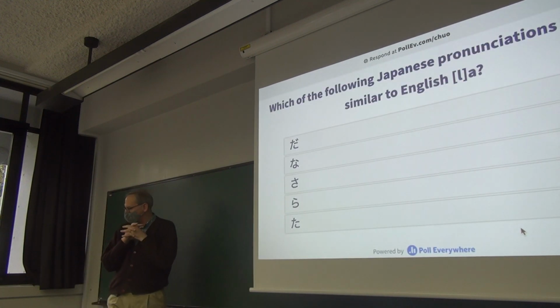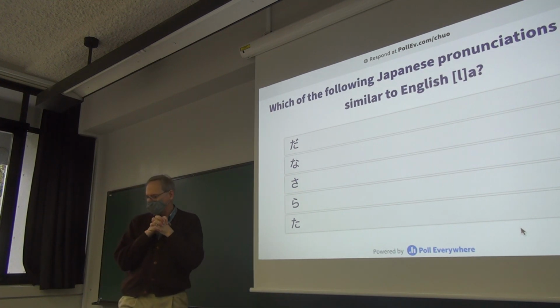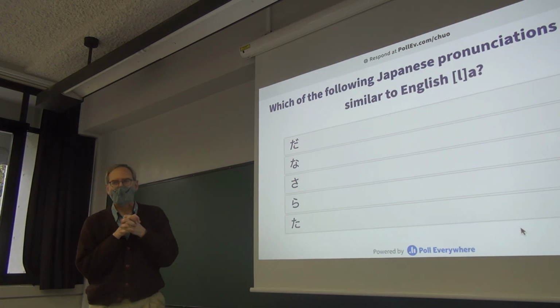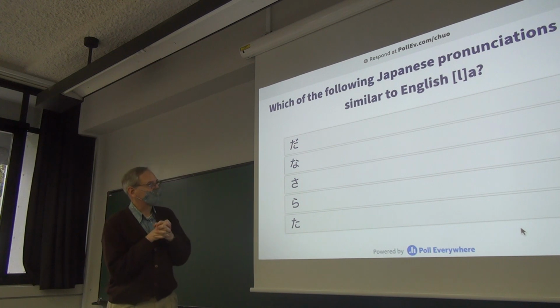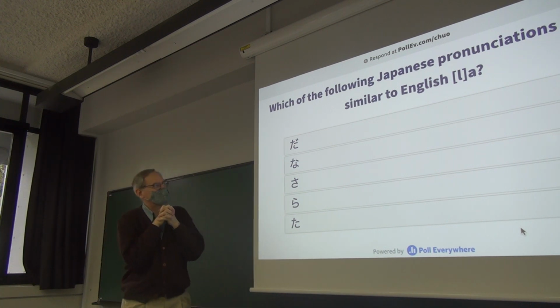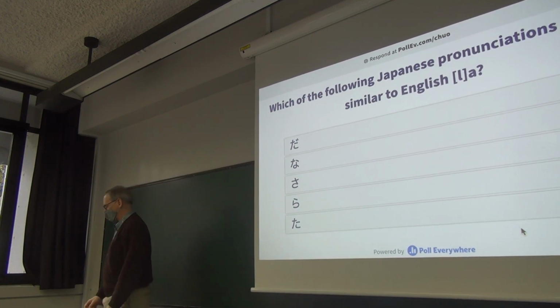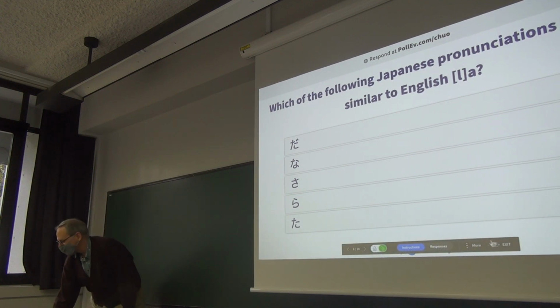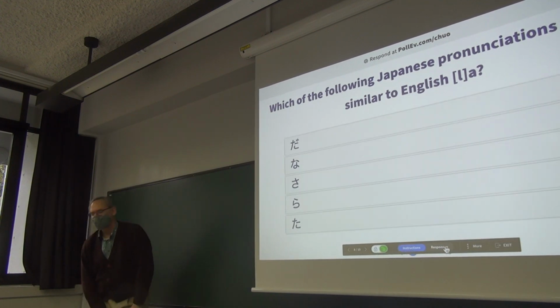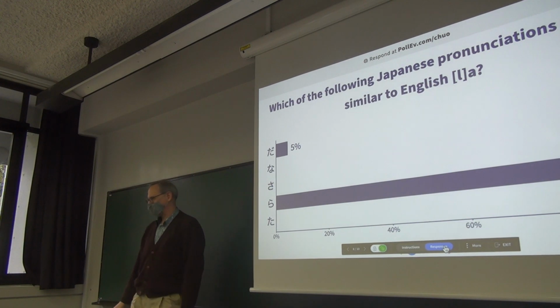Which of the following Japanese pronunciations is most similar to English la? Is it da? No, I shouldn't say that. Which Japanese pronunciation is most similar to English? Right, da. Easy, da. You guys have two more.